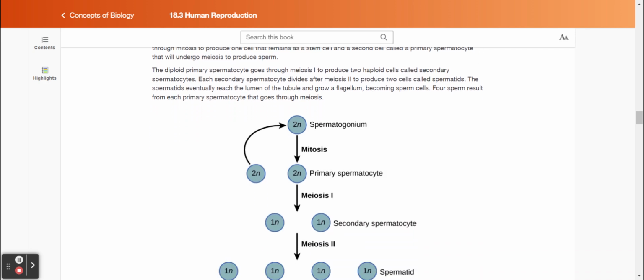The diploid primary spermatocyte goes through meiosis 1 to produce two haploid cells called secondary spermatocytes. Each secondary spermatocyte divides after meiosis 2 to produce two cells called spermatids. The spermatids eventually reach the lumen of the tubule and grow a flagellum, becoming sperm cells. 4 sperm result from each primary spermatocyte that goes through meiosis.